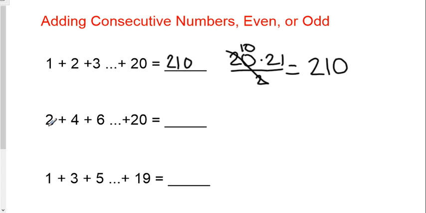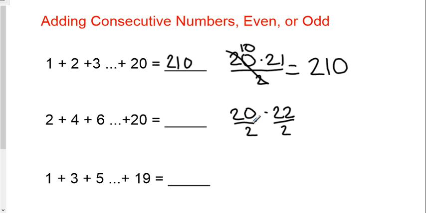Now, what if I'm adding a whole bunch of even numbers starting from 2? Well, it's very similar to the other trick. Just like before, you're going to take the last number times the next. Now, the next number in this case is not 21. It's actually 22 because we're counting by evens. But we're going to divide each one by 2. If you think about that for a few minutes, that makes sense because it's going to be half as big as adding 1 through 20.